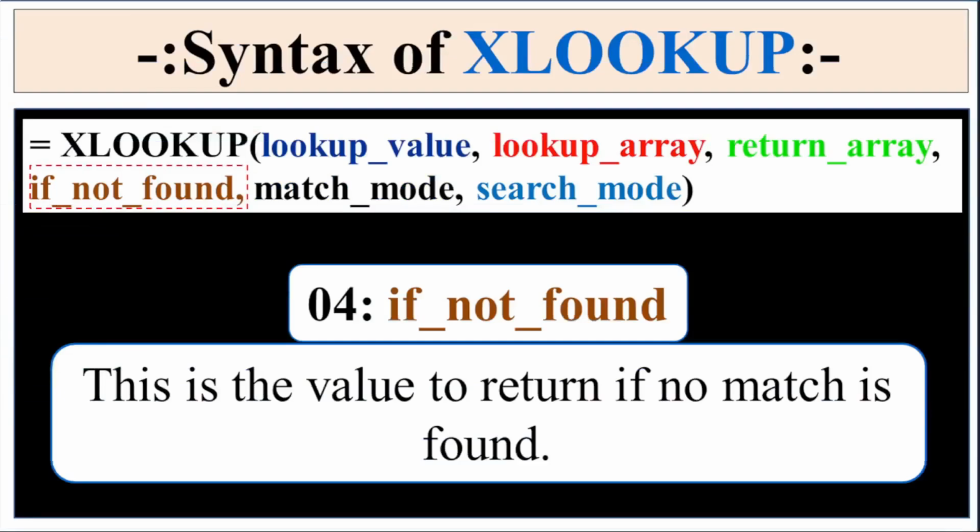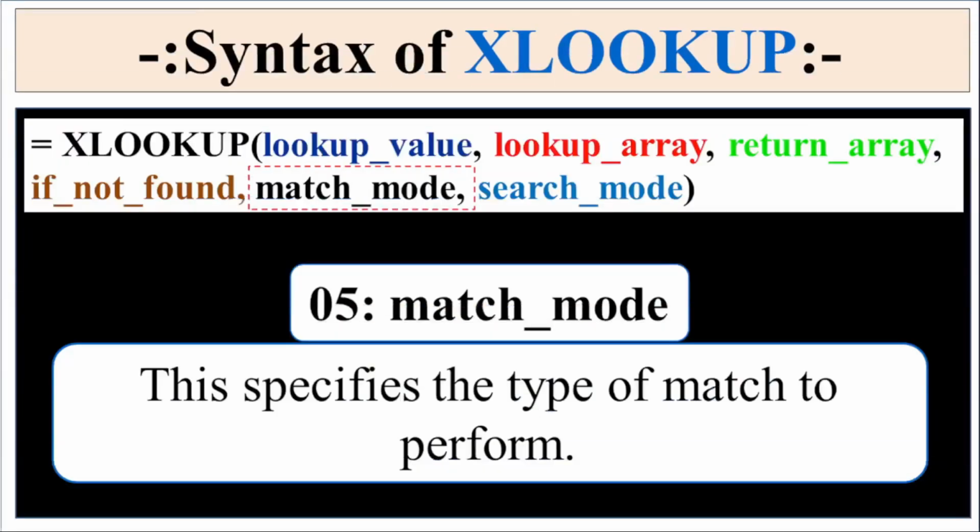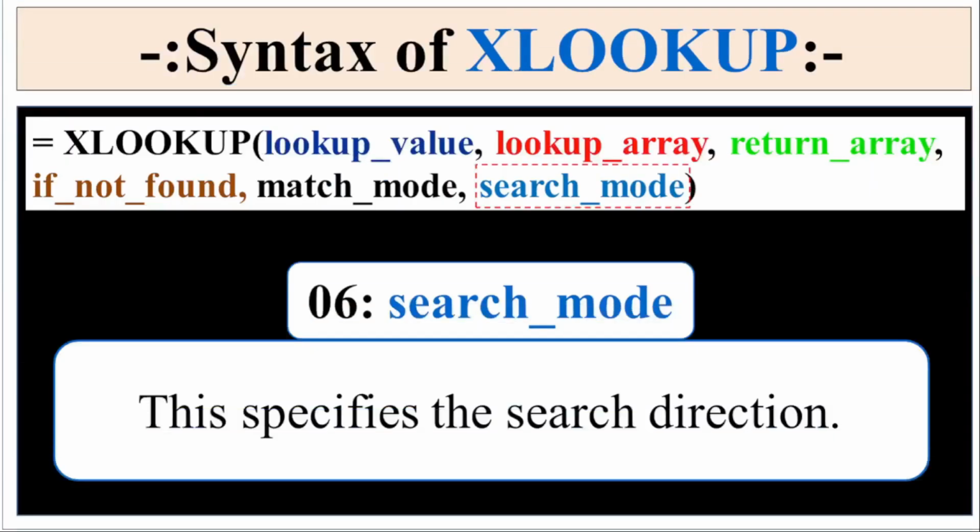Argument number 4, if_not_found. This is the value to return if no match is found. Much better than an error message, right? Argument number 5, match_mode. This specifies the type of match to perform. Do you want an exact match, or something close? We'll explore the options. Argument number 6, search_mode.